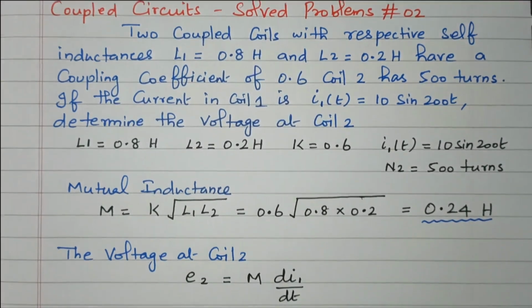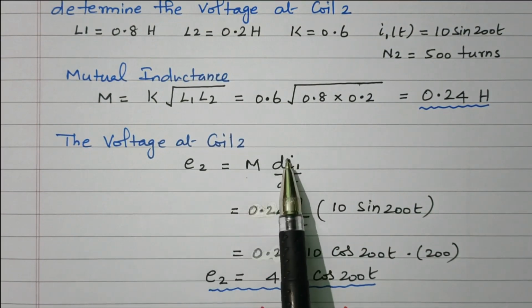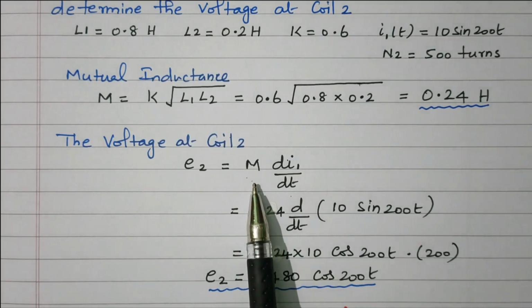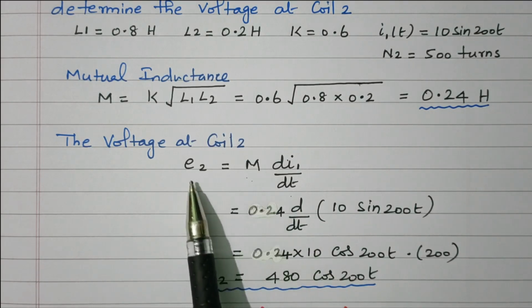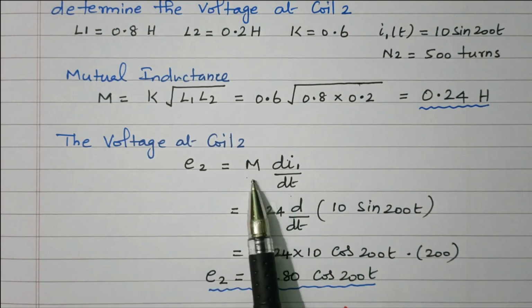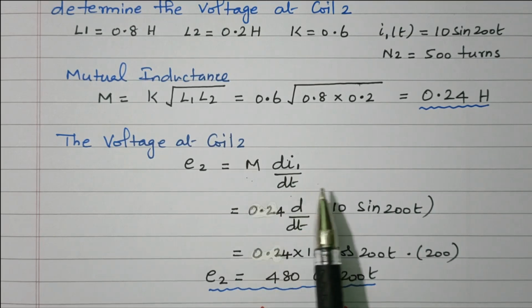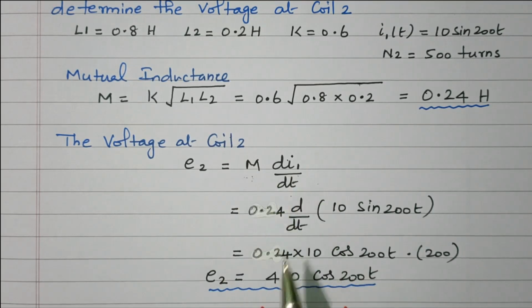Now I will find the voltage. What is the voltage induced in the second coil? E2 equals M di1 by dt. So that is the formula for induced voltage. One more formula is there, N d phi by dt, but here the flux value is not given. So the EMF is based on mutual inductance and current, otherwise on number of turns and flux. Here flux is not given, but these two data are available, mutual inductance and current.